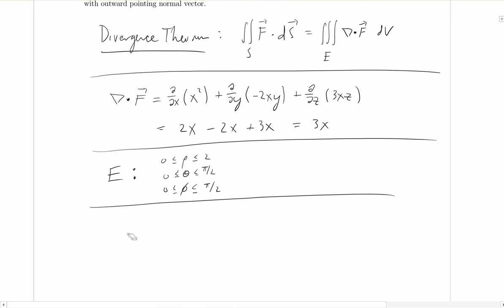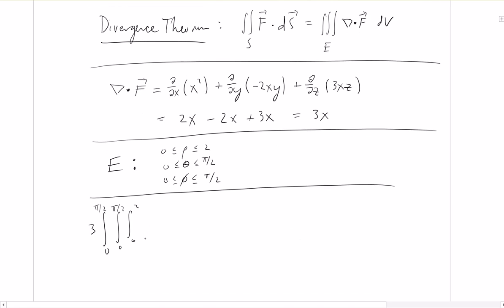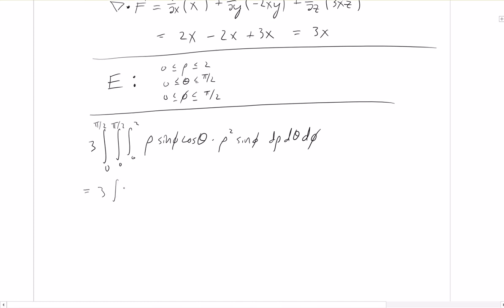So we have rho from 0 to 2, and the other two variables go from 0 to pi over 2. And the function that we're integrating is the divergence, which we calculated to be 3x. So that's 3 times x. In spherical coordinates, x is rho sine phi cosine theta, times, and dv in spherical coordinates is rho squared sine of phi. So this is rho cubed sine squared phi cosine theta.